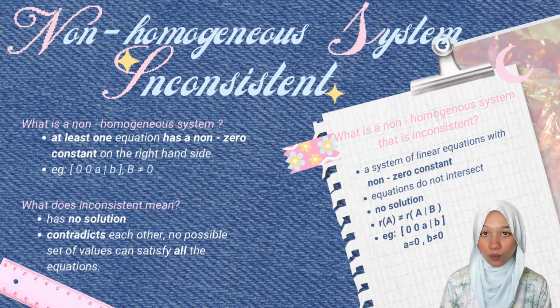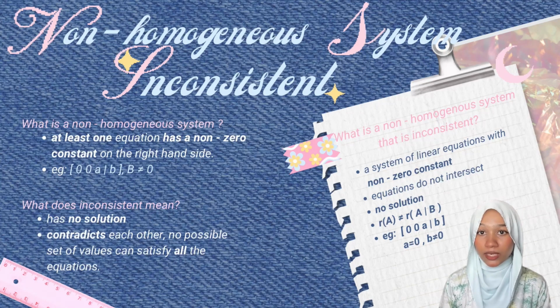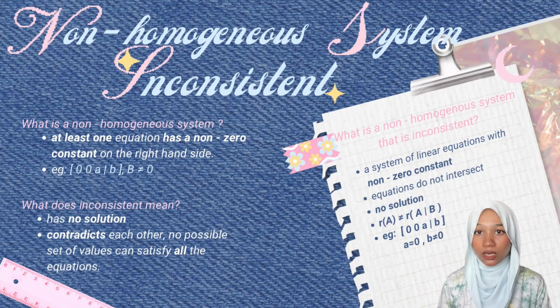And lastly, what is a non-homogeneous system that is inconsistent? It is a system of linear equations with non-zero constants on the right-hand side and the equations do not intersect, which means there is no solution.